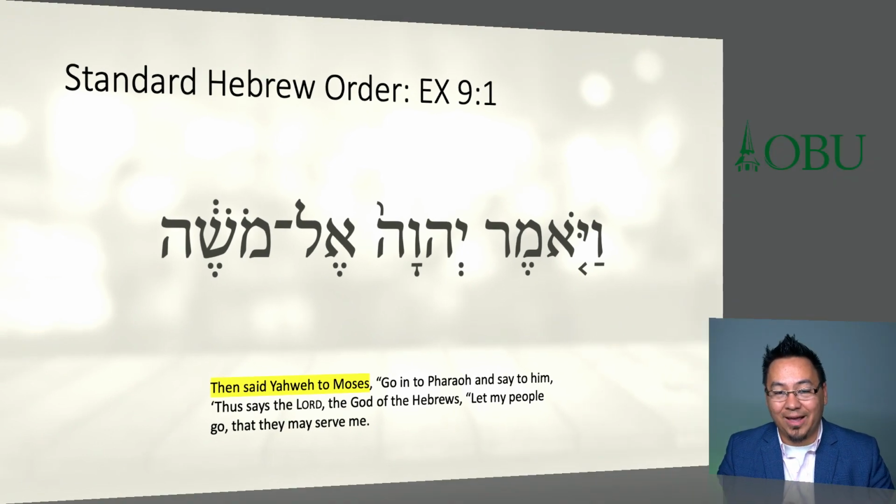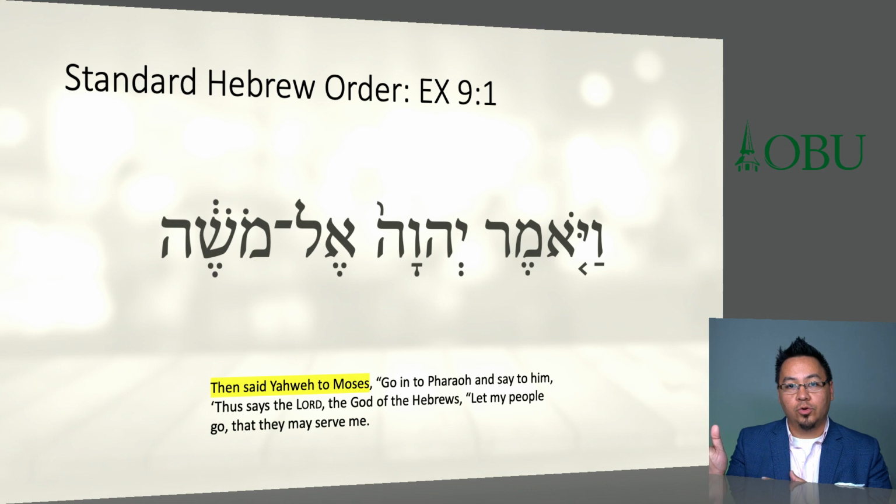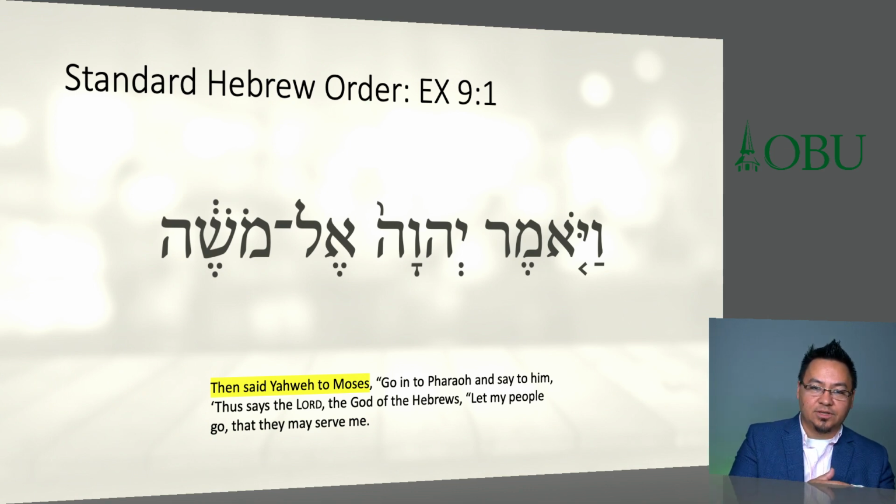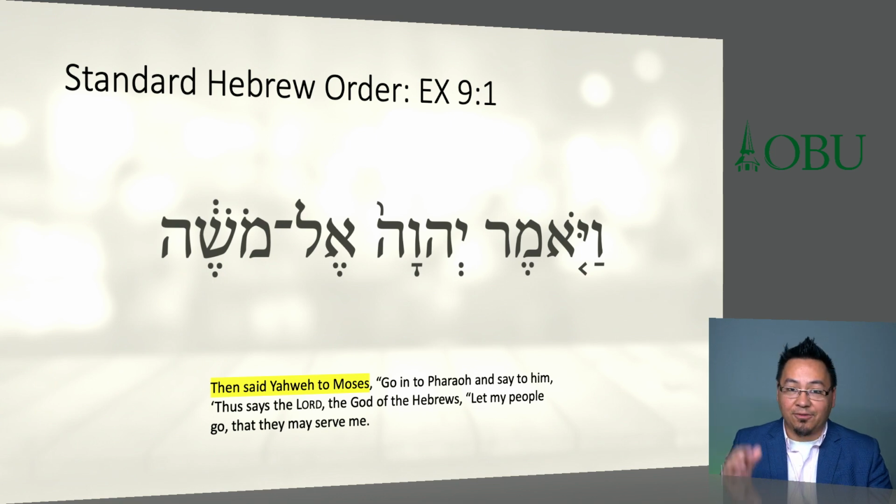Vayomer Yahweh el Moshe. And so in this instance we have "and spoke." Who spoke? Yahweh spoke. To whom? To Moses, el Moshe. Okay, so we have verb, subject, and then we have the direct object, who is receiving the action that is at hand.